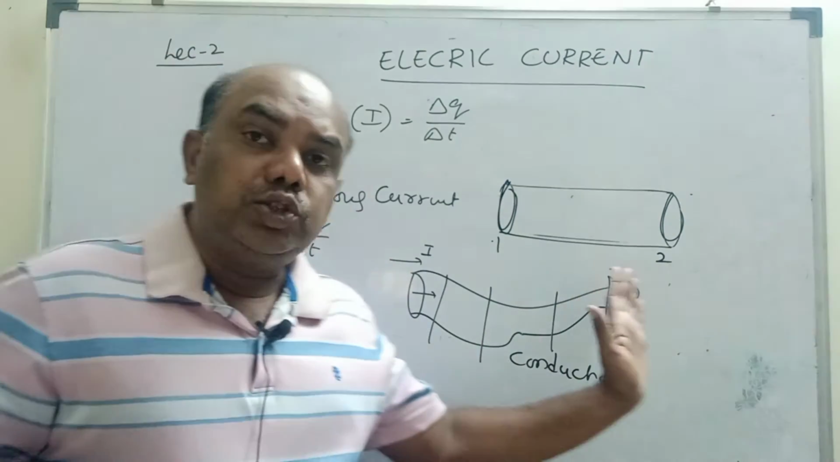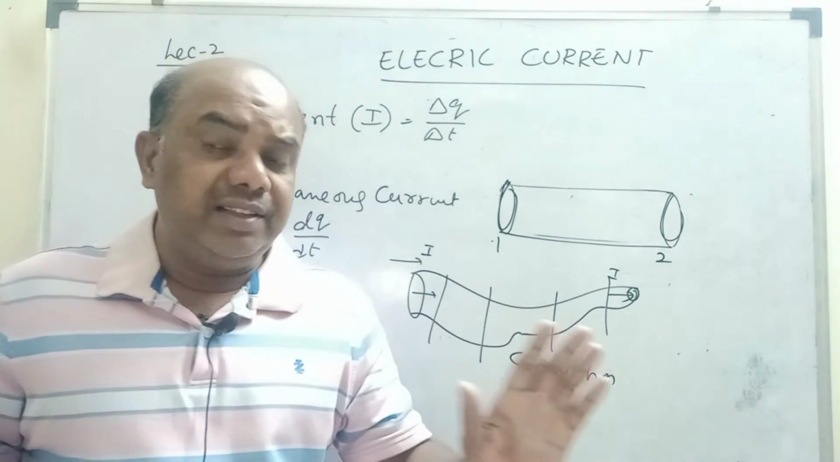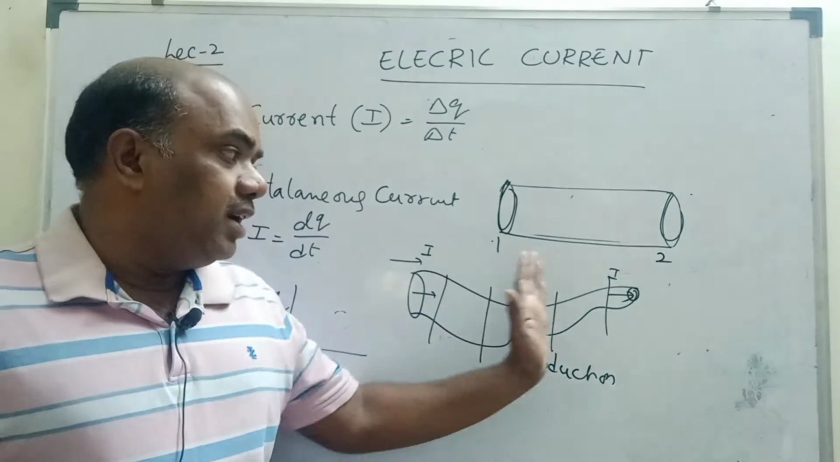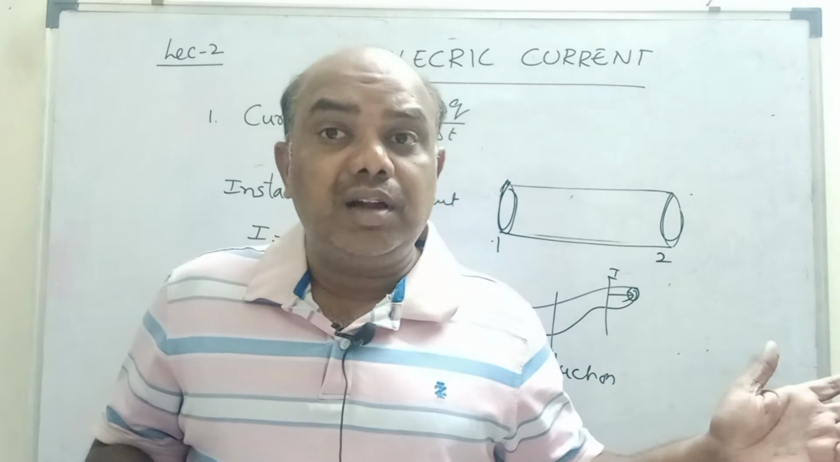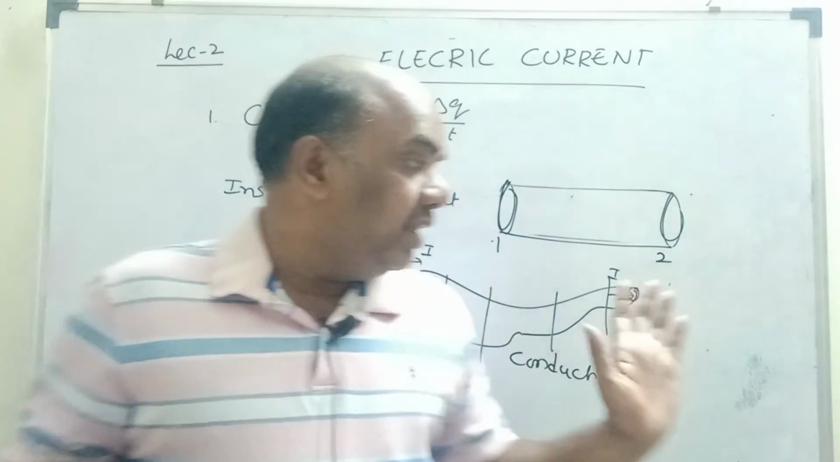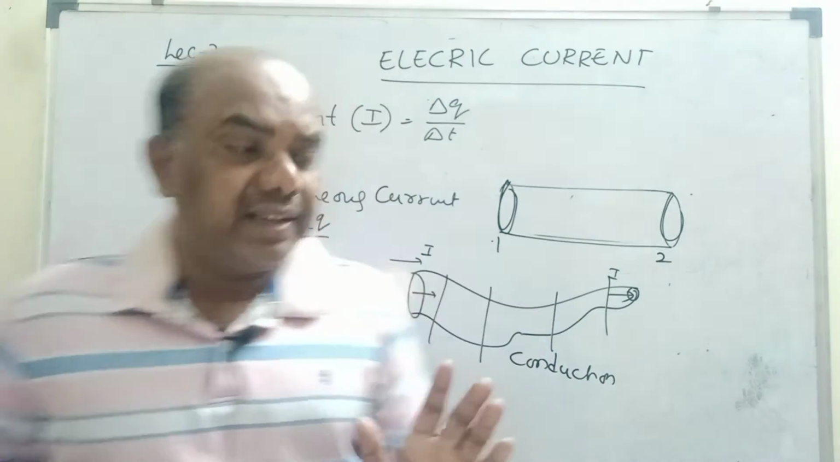Current flow also changes with respect to time. At all times the current is not the same. Even at the same time, the current can vary throughout the conductor. Why? Because the conductor is not of uniform shape, and the area of cross section is different at different places. So this is called instantaneous current.